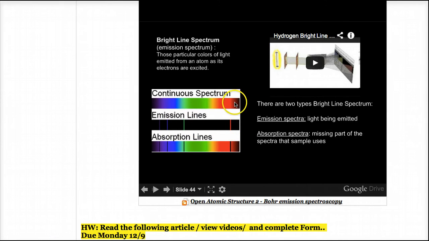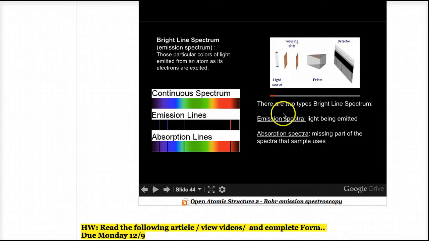Here's a continuous spectrum, and here's the lines that it emits when it jumps back from its excited state. Here's the absorption lines, meaning if I shot white light at it, it uses just this part of the spectrum, just this energy to make the leap forward.